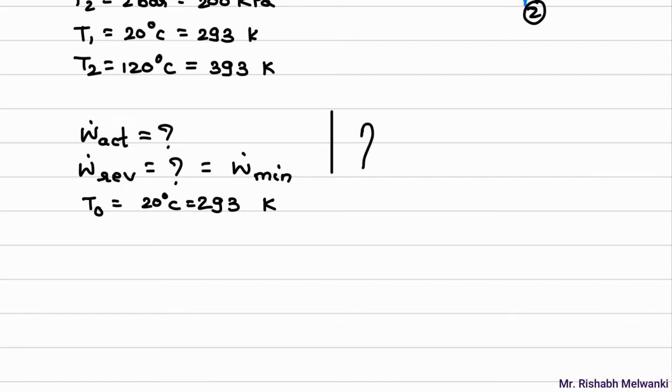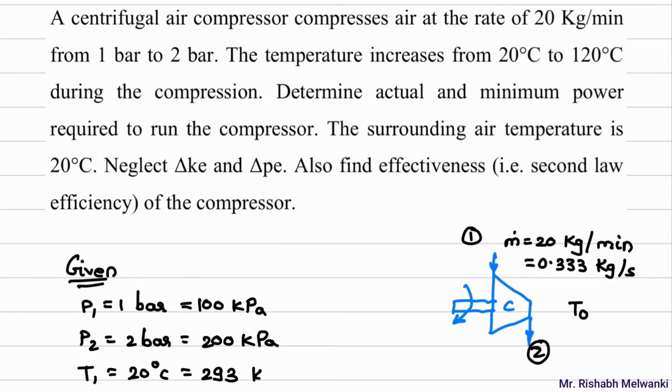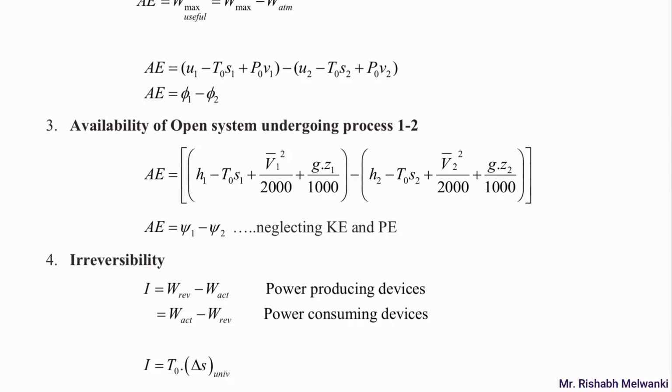That is eta second law, or I can say effectiveness, meaning epsilon. So this is also asked in the question. Now how to solve this? We will see that part. What is the first question asked? Actual and minimum power. We'll go back to the formula list.